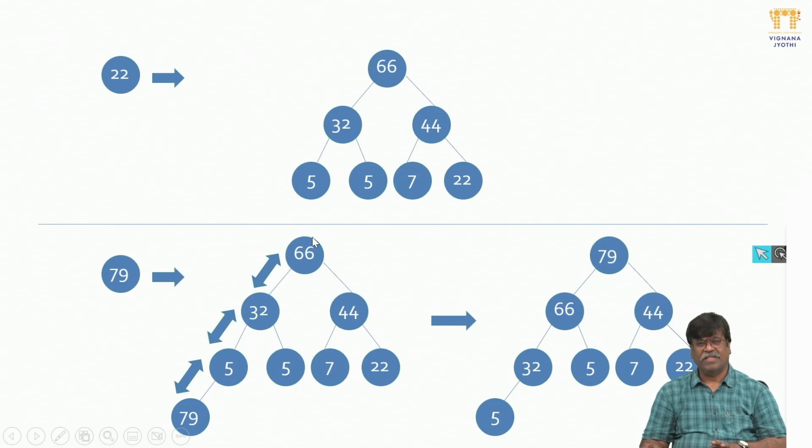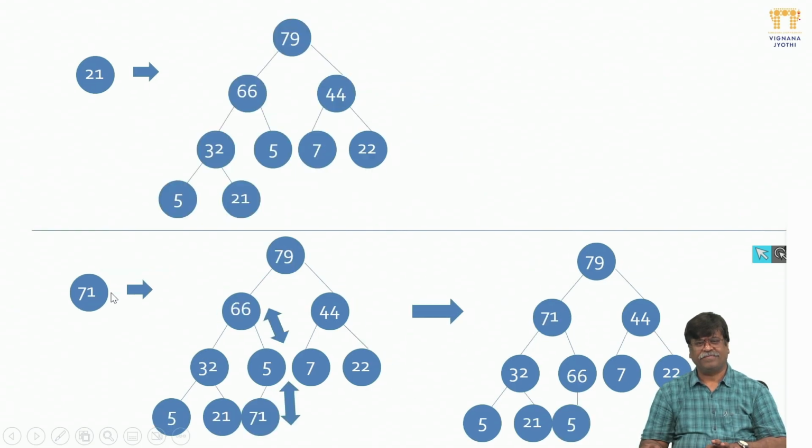Finally the 79 will reach the root place and its left child is 66, its left child is 32 and its left child is 5. So this is the final max heap we are creating after insertion of 79.